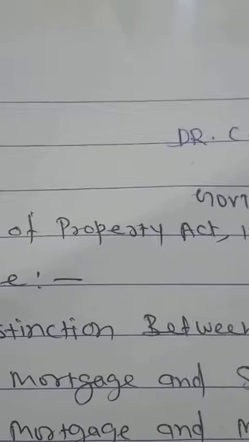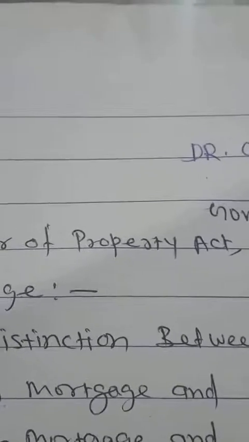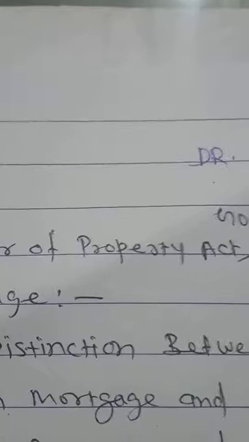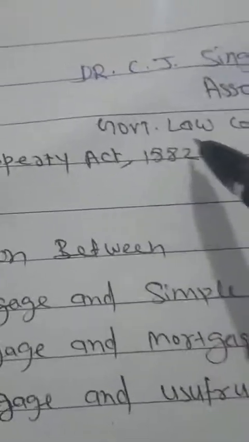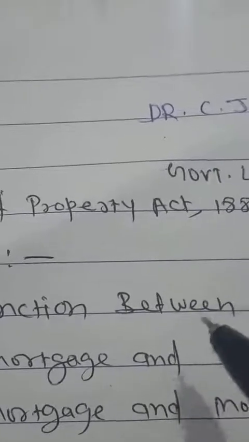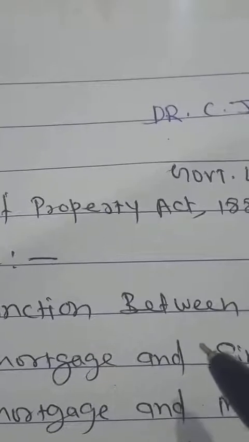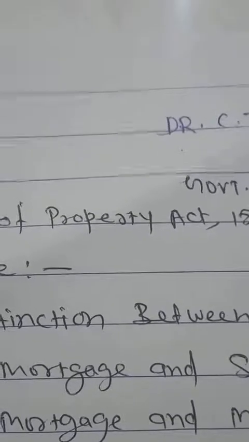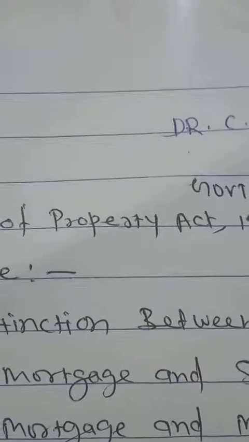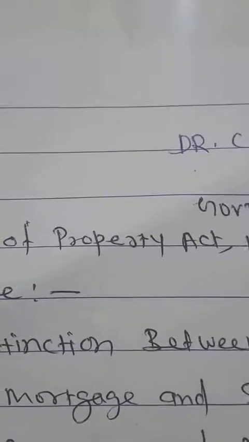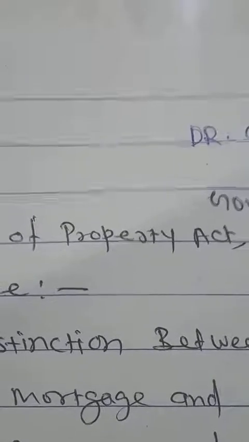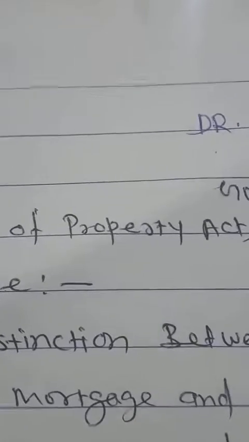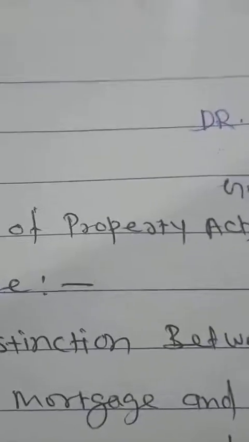Second, the property is absolutely transferred to the mortgagee on condition of its being retransferred to the mortgagor on his repaying the debt. It is a very important factor in English mortgage. But in Indian usufructuary mortgage, the mortgagee does not get ownership of the property. Only possession is transferred from mortgagor to mortgagee, and the mortgagee is entitled to retain it until he is paid off.